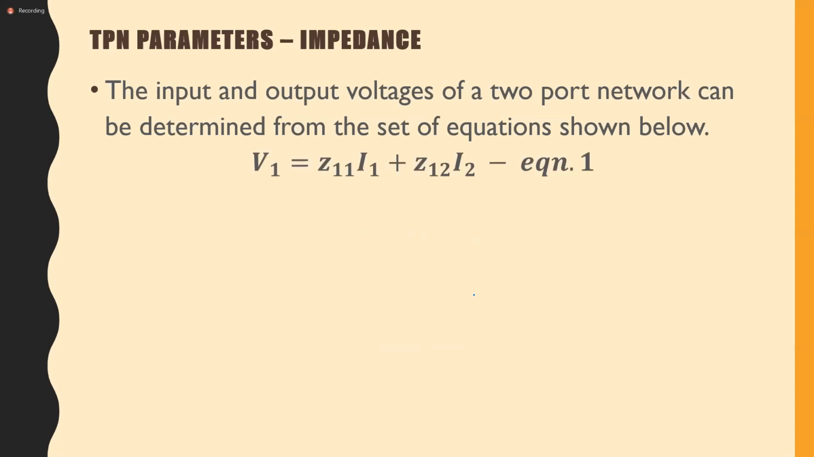So here goes. For the equations, what we are looking at are the input and output voltages. So for the admittance, we're looking at input and output currents. For your impedance, we are looking at the voltages. And these are written with respect to the input and output currents. Okay?